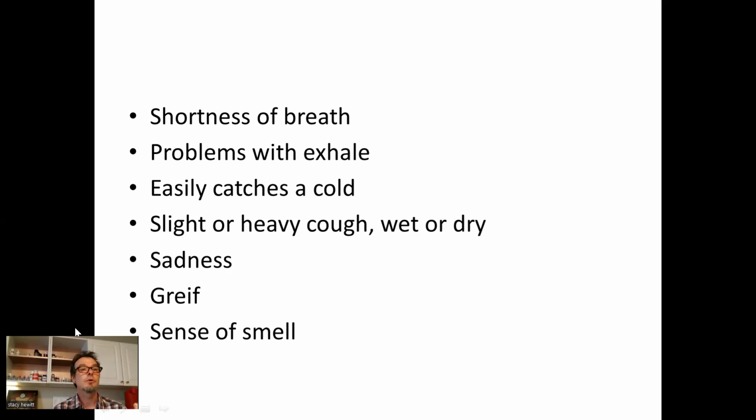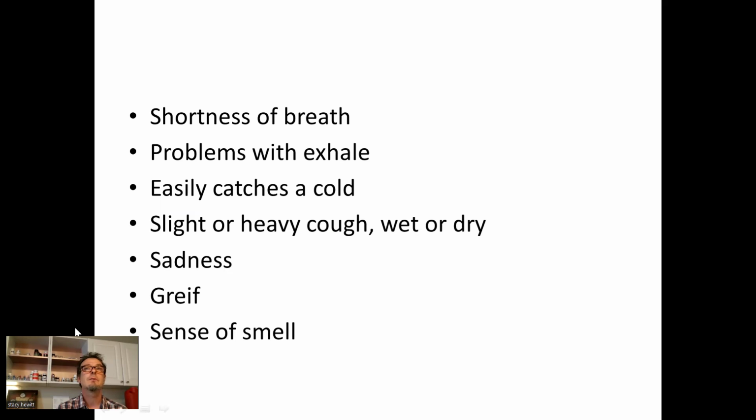Easily catches a cold. Someone's immune system is low. That's a big one for the lung channel. If they have a cough, heavy cough, wet cough, dry cough, that's going to be the lungs. And here's a big one: sadness and grief. If someone's going through sadness, definitely look at the lungs. It is very common for people to have someone pass away or to be very sad, and they come in your office and they're like, I'm sick. So look at that piece.